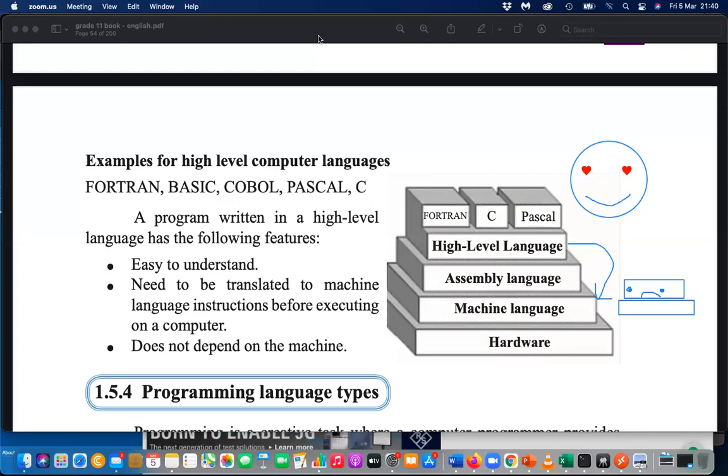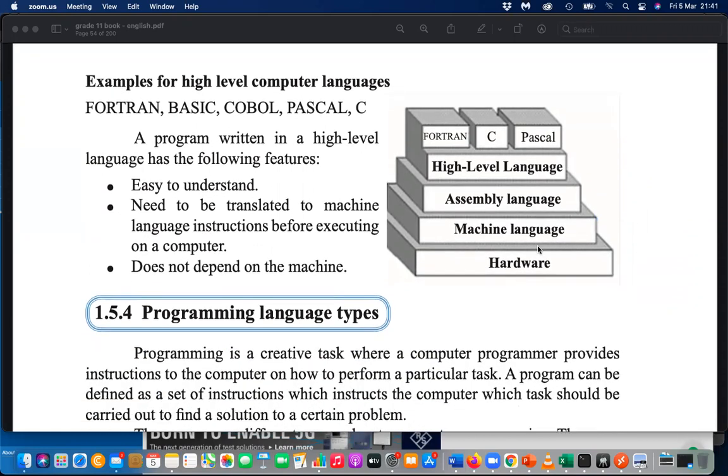What is that? Okay, compiler, yes. One is compiler and the second one is interpreter. So what is the difference between interpreter and compiler? What's the difference between both? Okay, compiler translates all at once, whereas interpreter translates line by line.